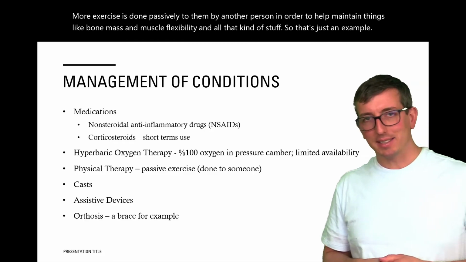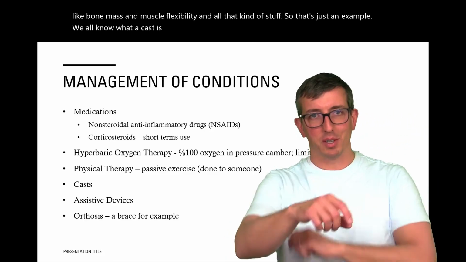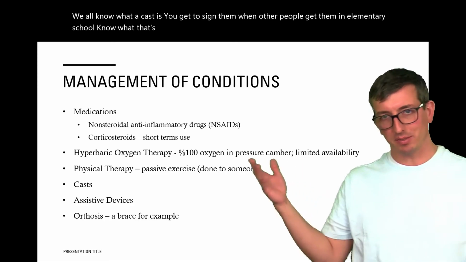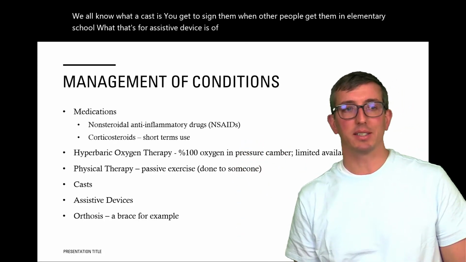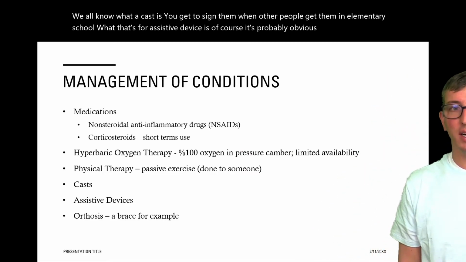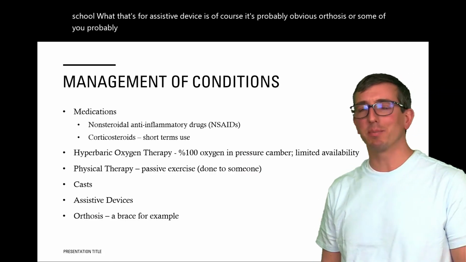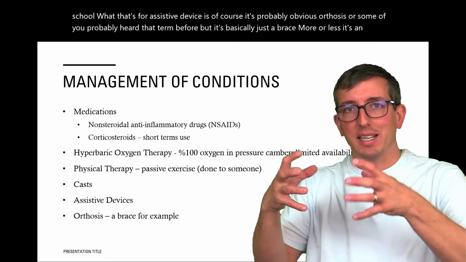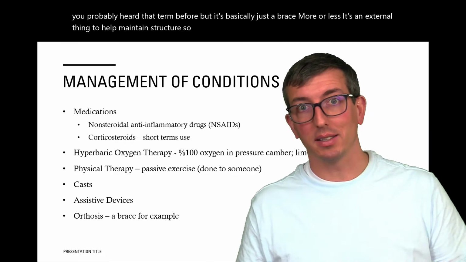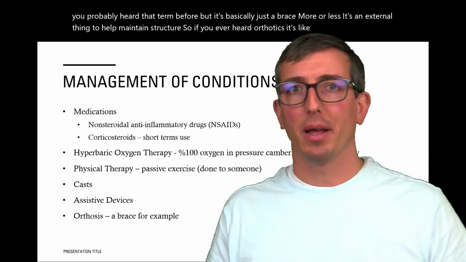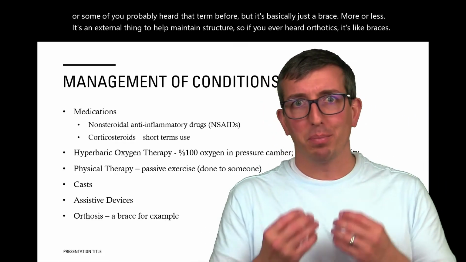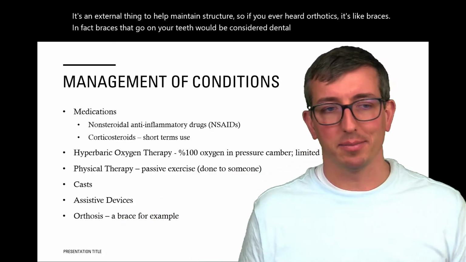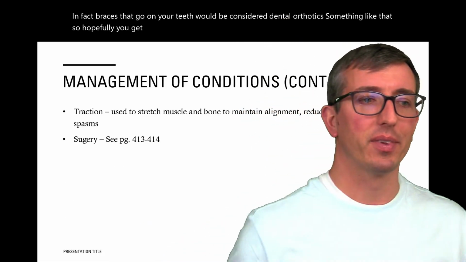We all know what a cast is. You get to sign them when other people get them in elementary school. You know what that's for. Assistive devices, of course, it's probably obvious. Orthoses, some of you have probably heard that term before, but it's basically just a brace, more or less. It's an external thing to help maintain structure. So if you ever heard orthotics, it's like braces, you know? In fact, braces that go on your teeth would be considered dental orthotics, something like that. So hopefully you get the idea there.